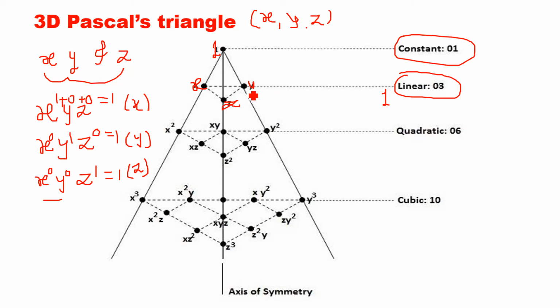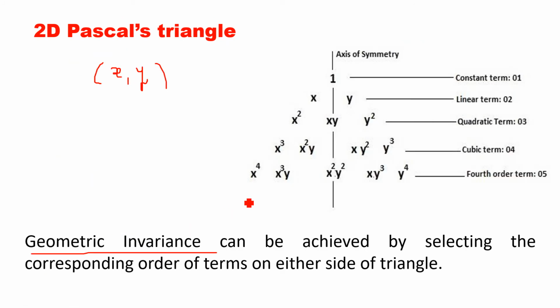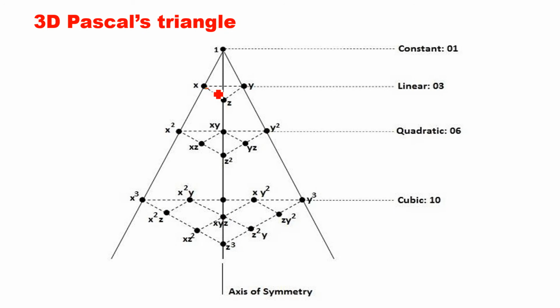Like the 2D Pascal triangle, if you look at the 2D Pascal triangle, this first row between x and y is as it is in the 3D Pascal triangle. This is xy, this is x square, xy, y square. Only we have to add the third variable here, which will be z. Now if you look at the third part of this 3D Pascal triangle, it represents the quadratic.